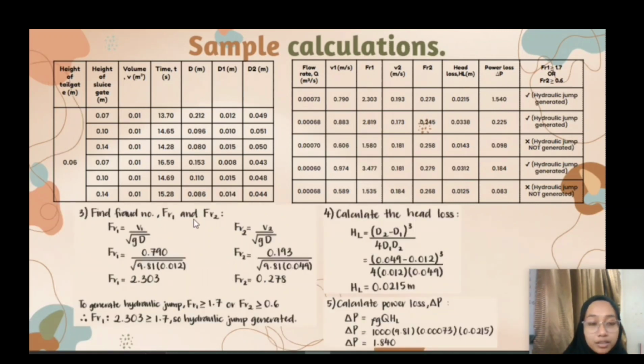After that, we need to find the Froude number, which is first Froude number and second Froude number, using the formula. Froude number equal to velocity divided by square root of g gravity multiplied with d depth. For first Froude number, we get 2.303. The second Froude number, we get 0.278.